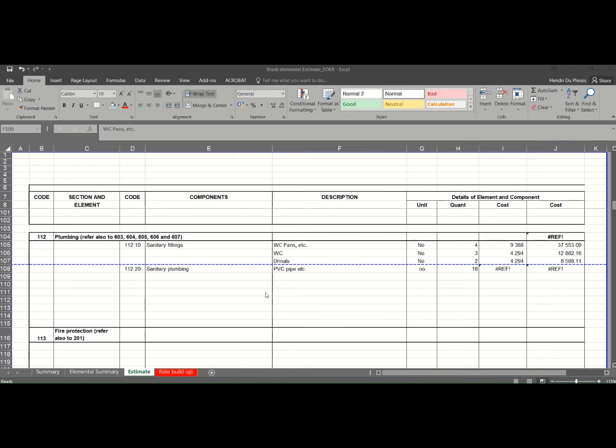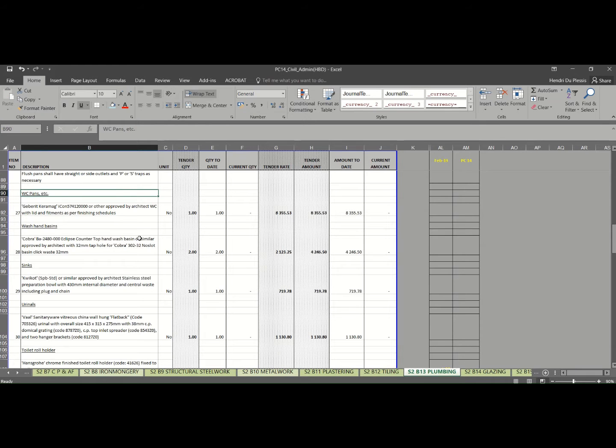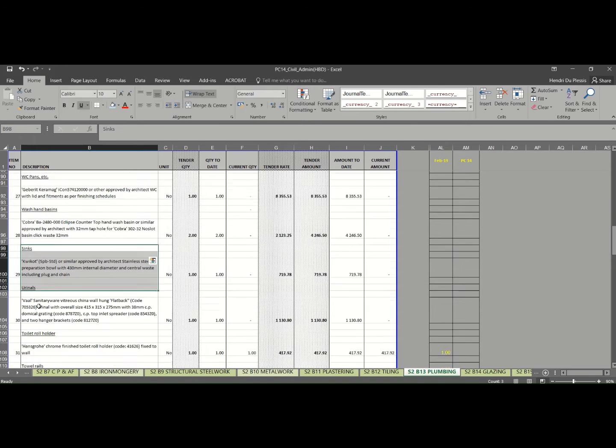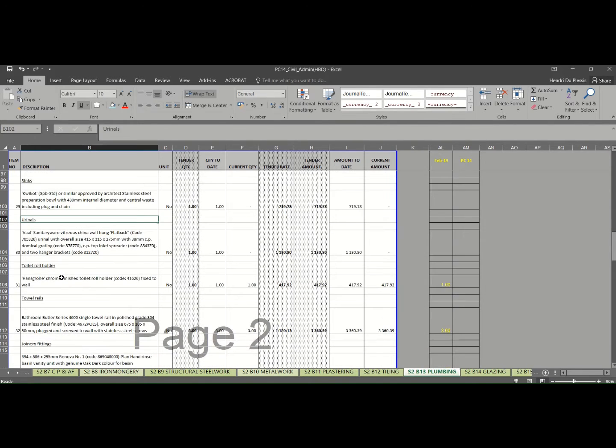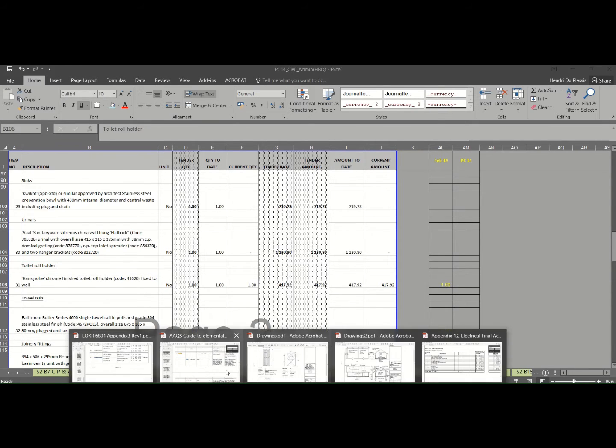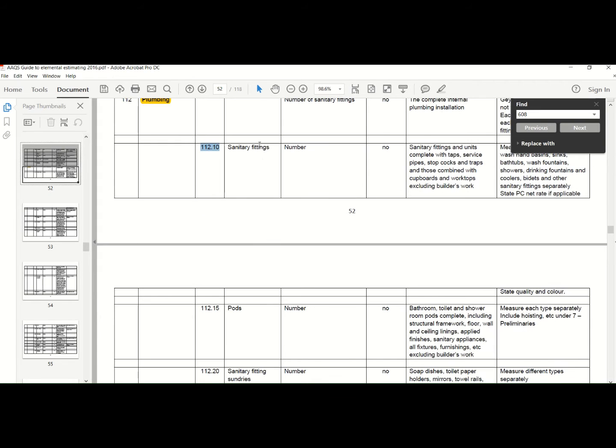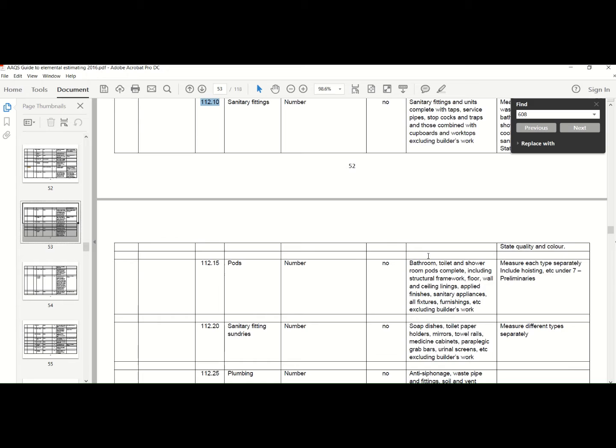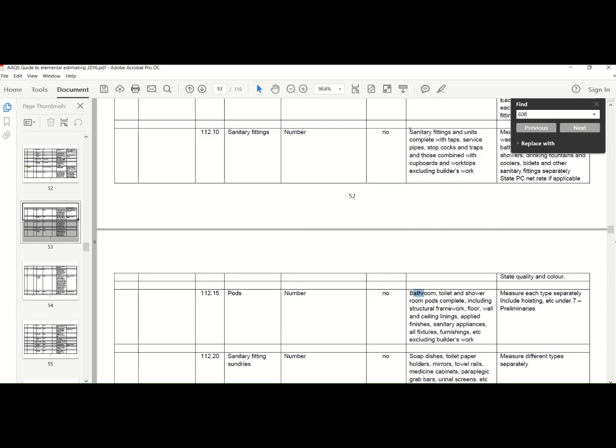Okay, so your sanitary fittings are quite easy to do. It's straightforward. We've got specific items, specific units, and so on. Here you see your toilet roll holders. You will see later on in your description sanitary fittings pods. These include your bathroom, toilets, showers, room pods complete, includes structural framework, etc. So just make sure that you look at what all of these items are that's included in the description that should be included in your rate build-up.